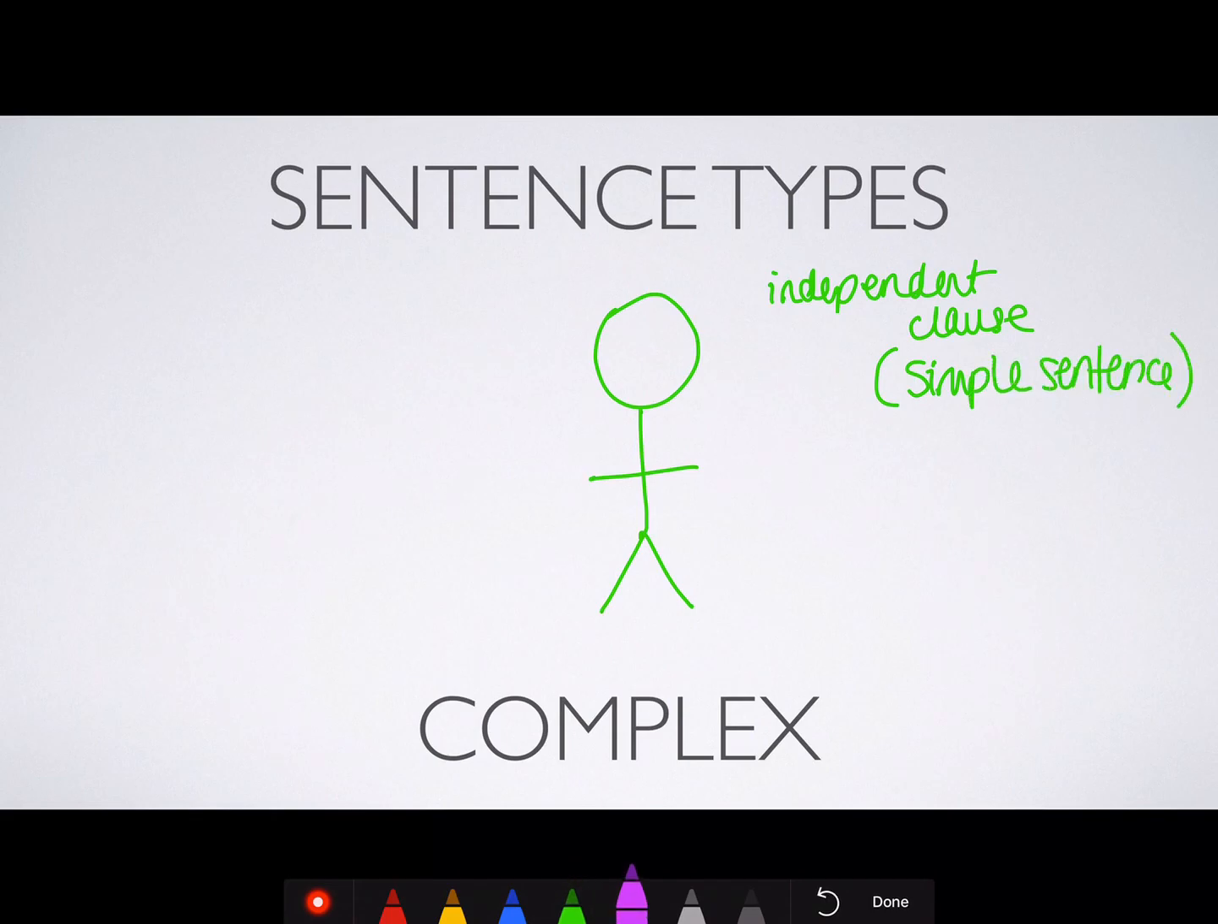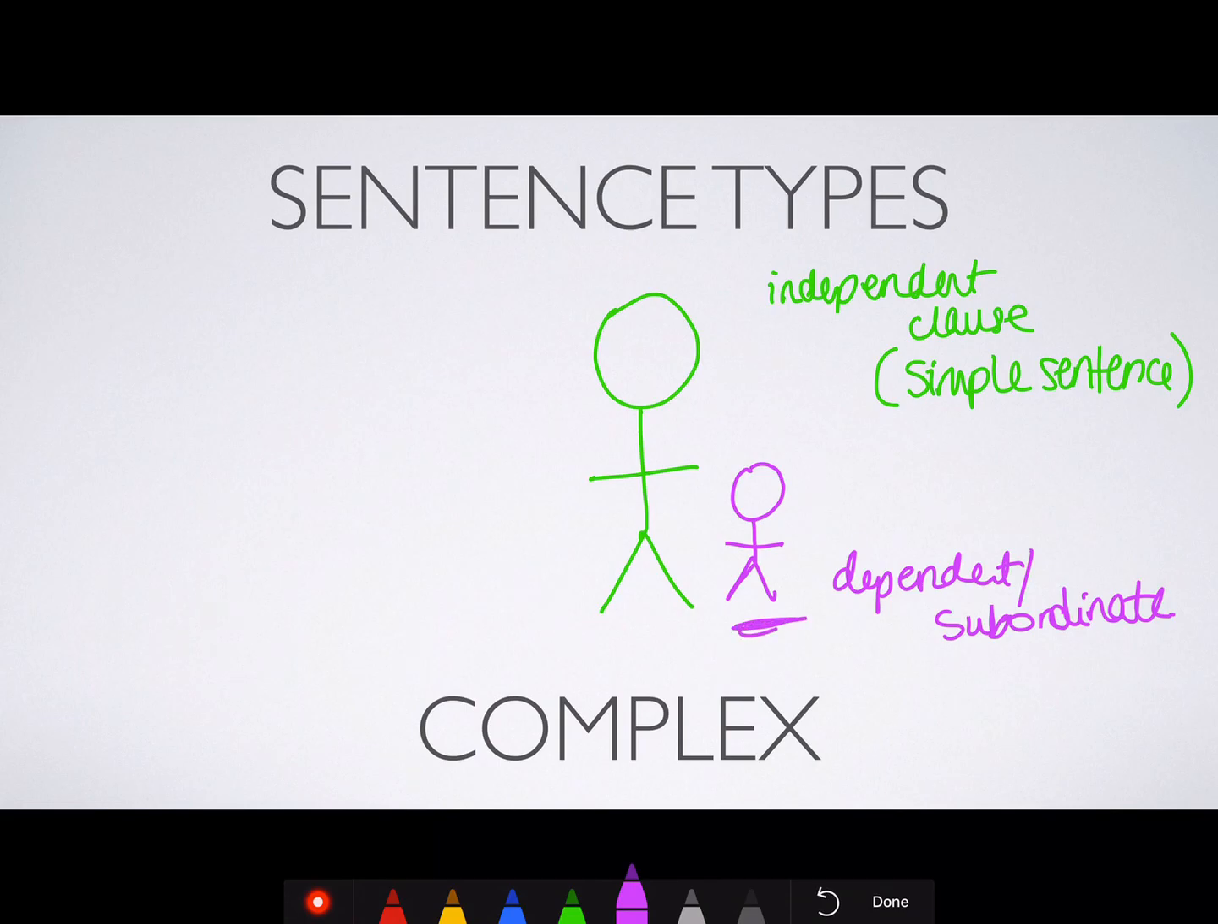But then we've got this guy. This is our dependent or subordinate clause. Now, if you think about it, you're probably subordinate to your parents, or at the moment you are dependent on parents or guardians to get in food, to pay the bills, to pay the mortgage. So you are dependent on them in the same way as this clause here is dependent on this clause.